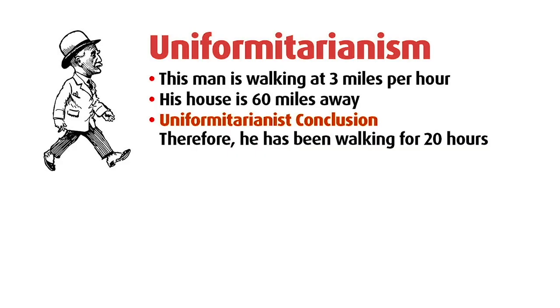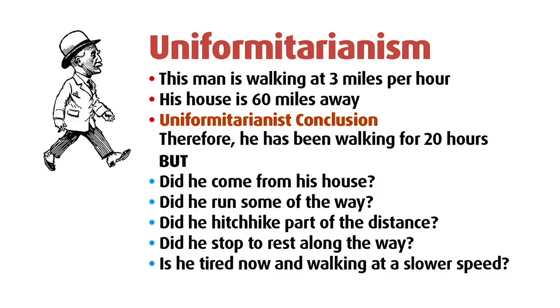This man is walking at 3 miles per hour. His house is 60 miles away. So the uniformitarianist conclusion is, therefore, he has been walking for 20 hours. But did he come from his house? Did he run some of the way? Did he hitchhike part of the distance? Did he stop to rest along the way? That would give answers in a different direction. Is he tired now and walking at a different speed?